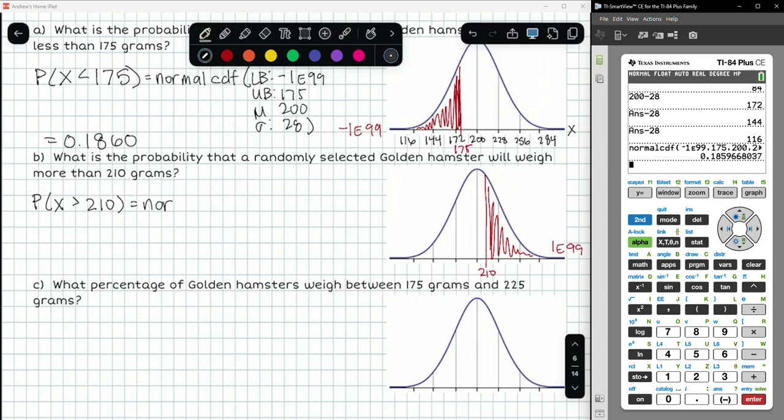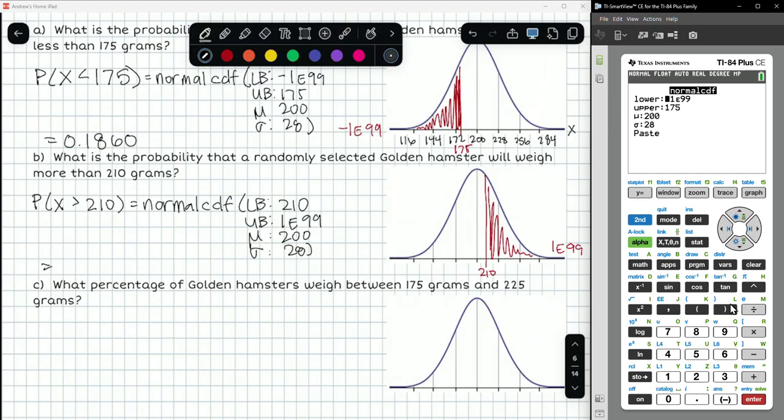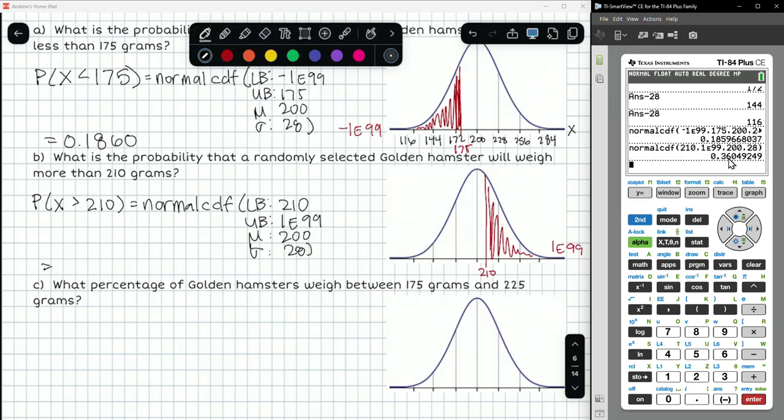So we're going to set up our normal CDF. So 210, 1E99, 200, 28. Second vars, normal CDF, 210, 1 second comma 99, and those two values are the same, and I get 0.36049, which is going to round to 0.360.